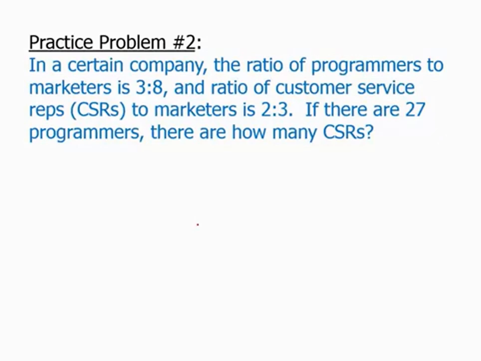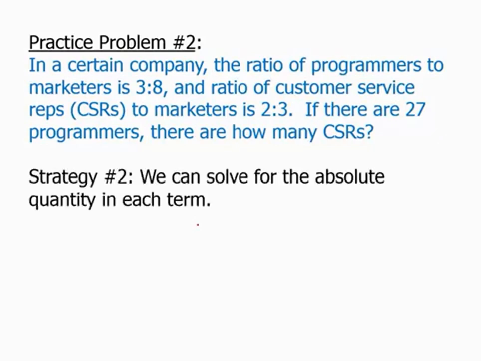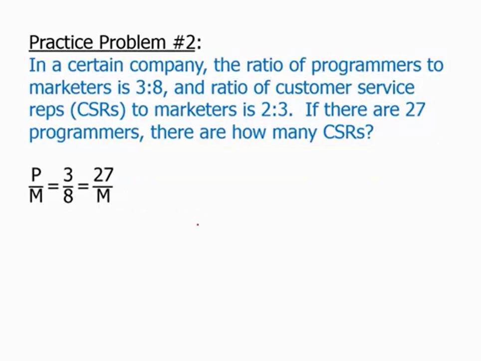And so here, because we're given an absolute count and we want an absolute count, this makes it ideal for solving in terms of the absolute quantities. In other words, the algebraic approach, where we're going to use n. So the first thing we're going to do is, let's say we have P over M, and in fact we don't even need the M. We can solve directly for the numbers here. Programmers to marketers is 3 over 8.